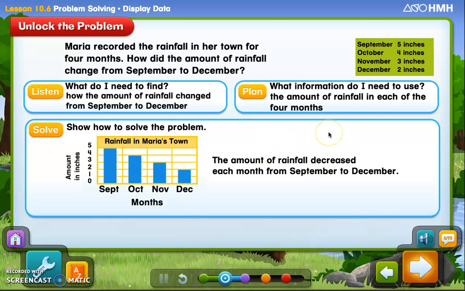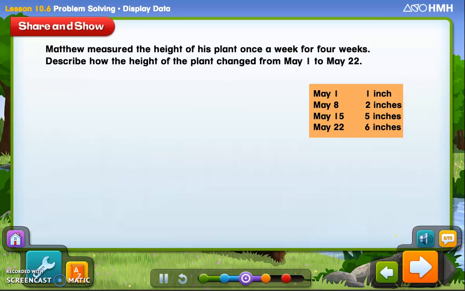So the amount of rainfall decreased or got less each month from September to December, and we can say that because we can look at the bar graph and see that for each month the bar seems to get smaller and smaller. Matthew measured the height of his plant once a week for 4 weeks.